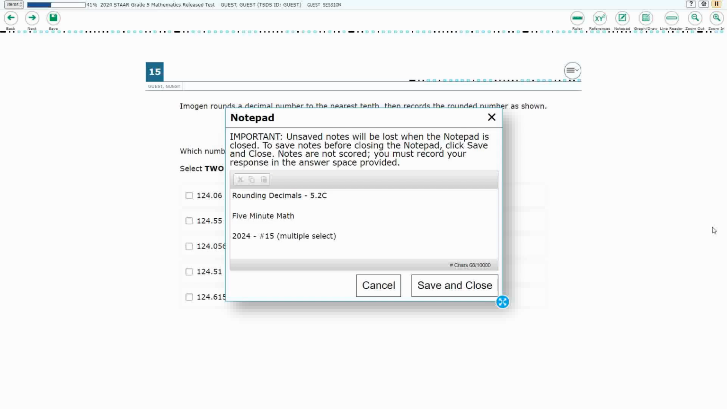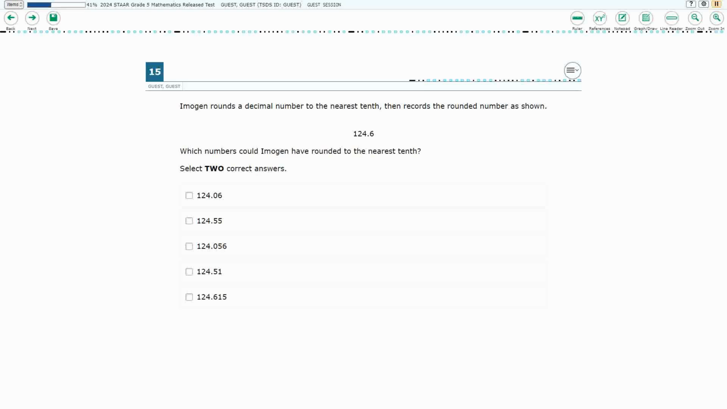Today we are looking at the fifth grade concept of rounding decimals. This is standard 5.2C in the great state of Texas, and we're using item number 15 of the 2024 released STAAR test. This is a new item type called multiple select, and if you haven't done so already, please go ahead and take a moment to pause the video, work this problem out on your own, unpause it, and we will look at our answers together.